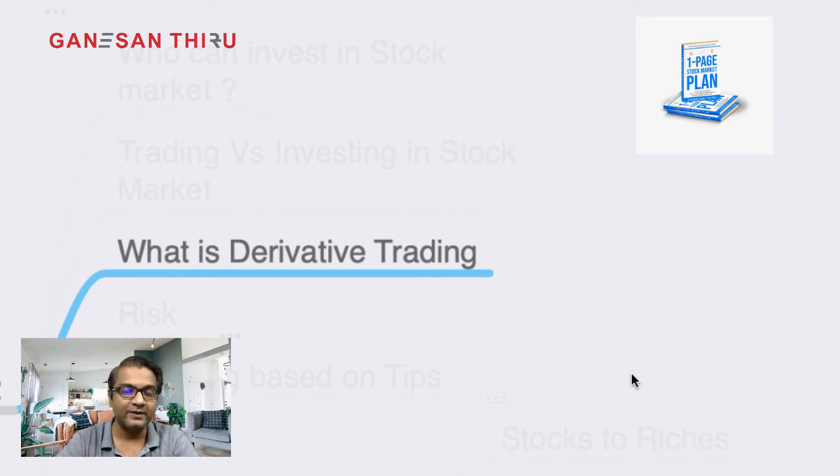Derivative trading is nothing but trading based on equity, the shares. Instead of buying and selling on a daily basis, you say that in the next month you will buy a share on this. If the price is this much, I will buy it, and if the price goes up, I will sell it. All these are called futures and options.